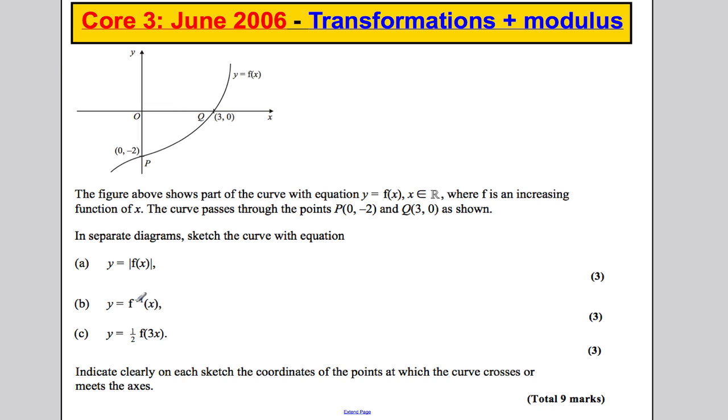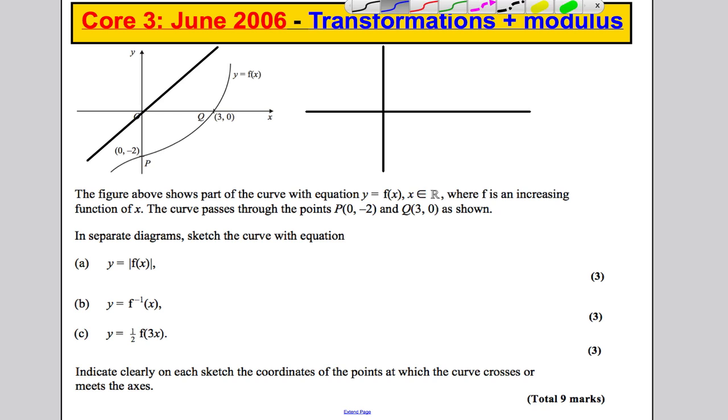Next part, draw the inverse graph. Well, it's a reflection in the line y is x. You know it's going to be a reflection in that line, so let's try and draw it out. You know that this point here, 0, negative 2, would now be an important point on this graph, negative 2, 0. X and y roles swap. And 3, 0 would be an important point in this graph. It would be up here at 0, 3.